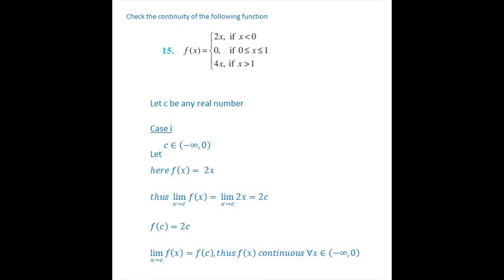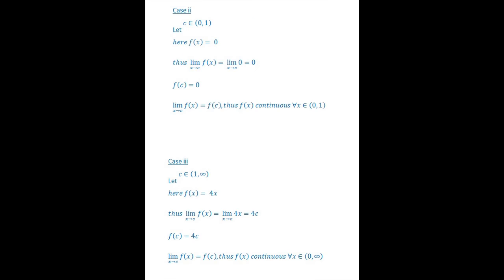Suppose it is a lesser mark question, like a 2 mark or 3 mark question, you can directly write f of x equals 2x is a continuous function because it's a polynomial function. Therefore f of x equals 2x is continuous for all x belongs to (minus infinity, 0). Second case, what if x is between 0 and 1, then f of x is 0, obviously the limit is 0, the exact value is also 0, continuous.